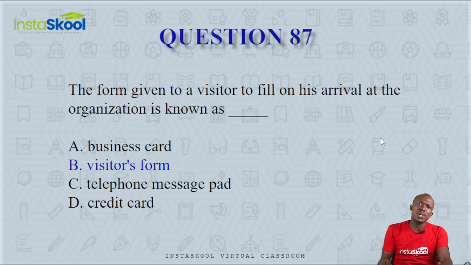A business card, also known as an introductory card, is used to give details about yourself, where you work, and your contact details. But a visitor's form is used to get the details of a visitor who has come to an office. So the correct answer here is option B, visitor's form.